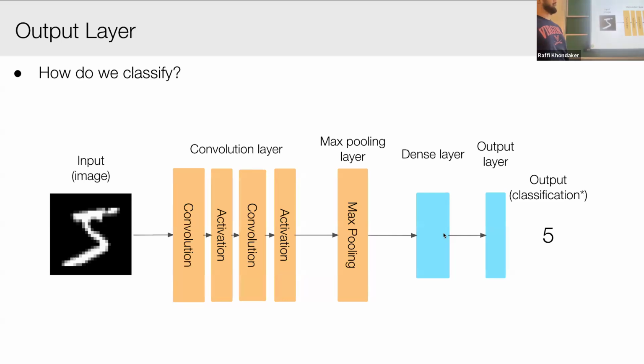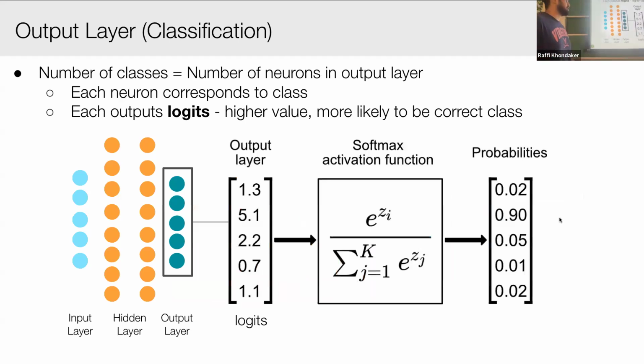Does anyone remember, if we're doing classification, what our final activation function is supposed to be? Sigmoid. Yes, for binary classification, it's sigmoid. Does anyone remember what it is for multi-class classification? Softmax. Yeah, softmax is basically sigmoid, but for a bunch of things, right?